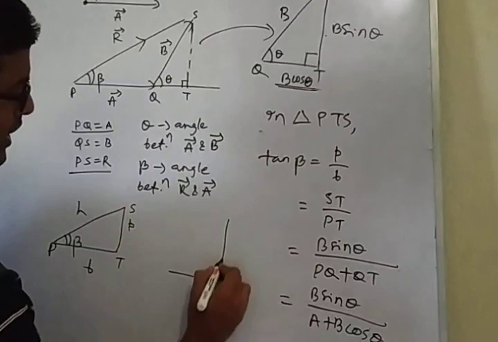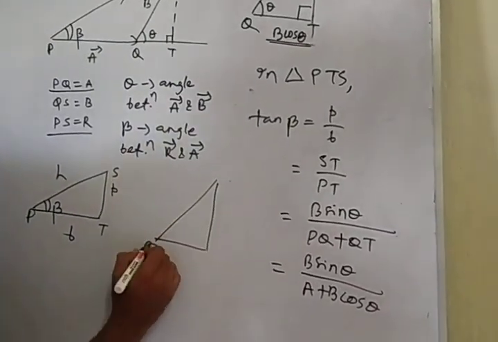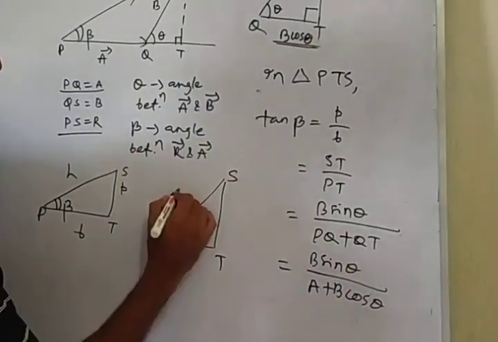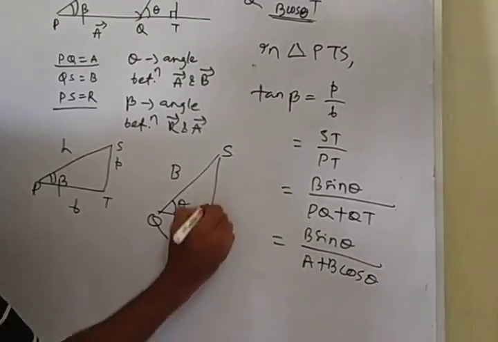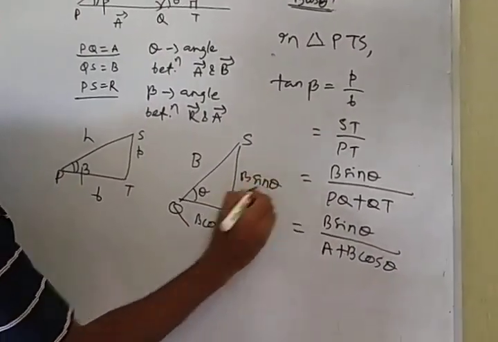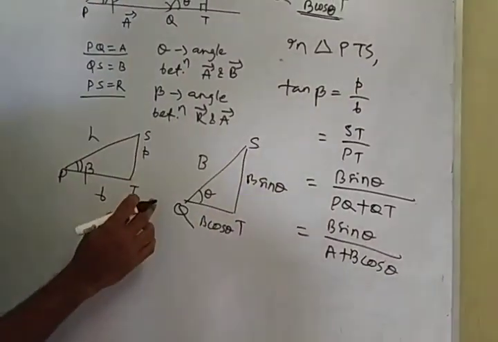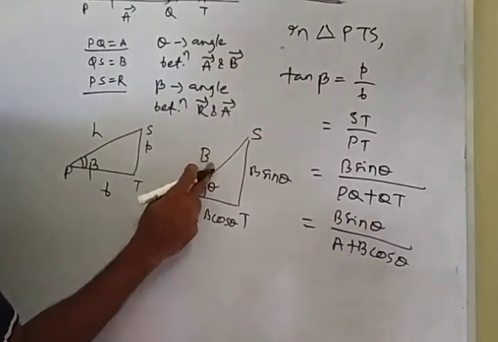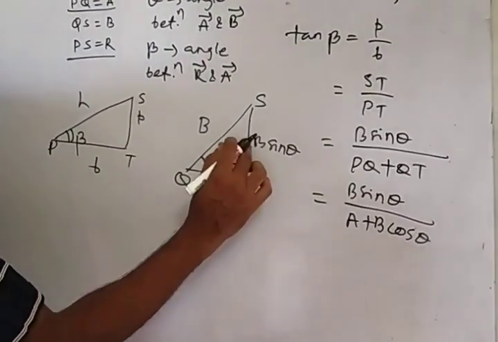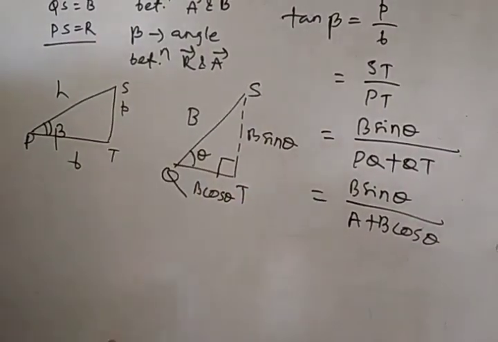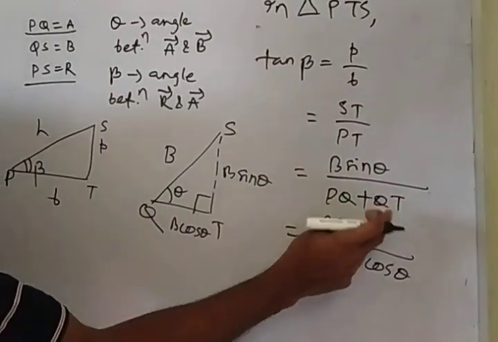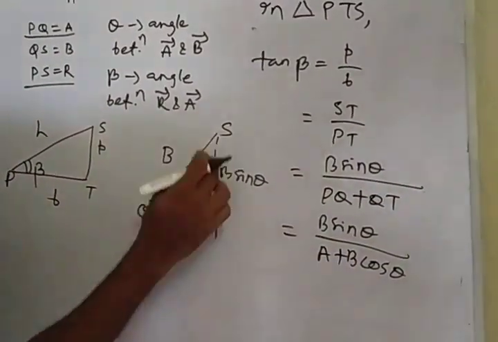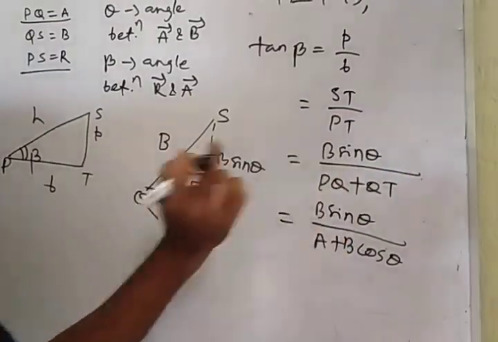Or else I will draw a diagram here. Once more, QST: this is my B, this is my theta, this will be B cos theta, this will be B sin theta. So in the small right angle triangle QTS, if this is B, this is theta, this is 90 degrees, this is a perpendicular I have drawn in the diagram. So QT will be B cos theta, and ST will be B sin theta.